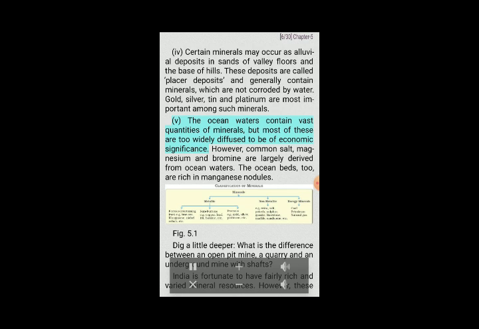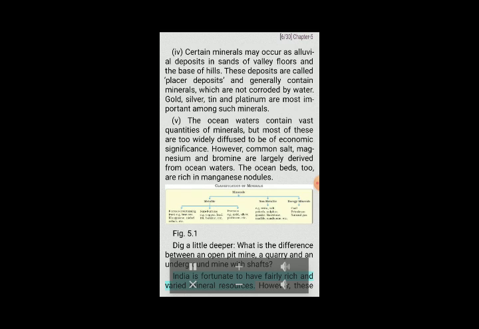The ocean waters contain vast quantities of minerals, but most of these are too widely diffused to be of economic significance. However, common salt, magnesium and bromine are largely derived from ocean waters. The ocean beds, too, are rich in manganese nodules. Fig. 5.1. Dig a little deeper. What is the difference between an open pit mine, a quarry and an underground mine with shafts?